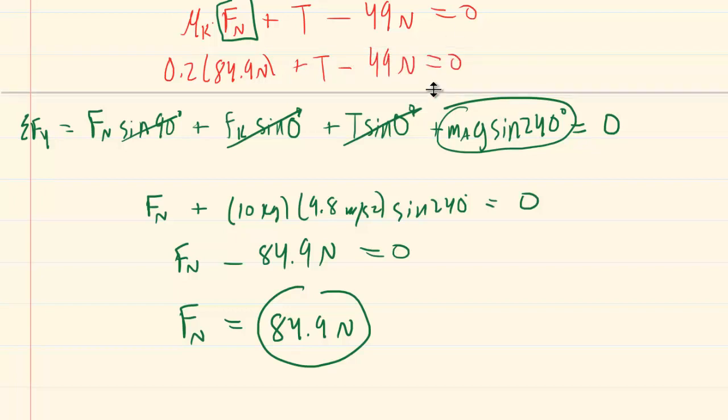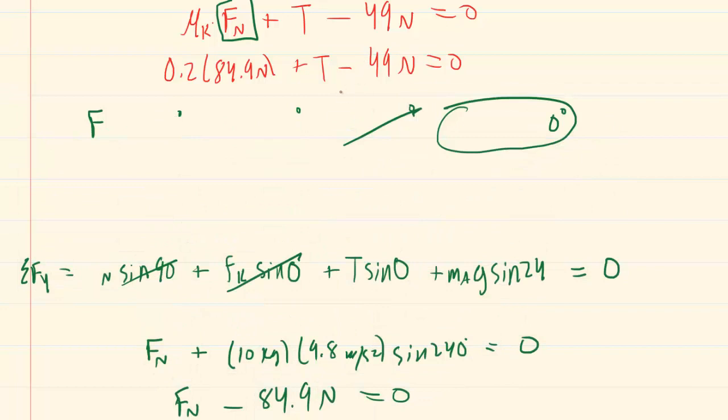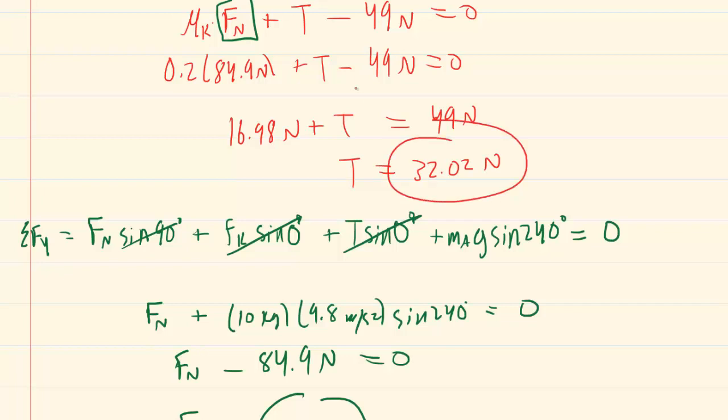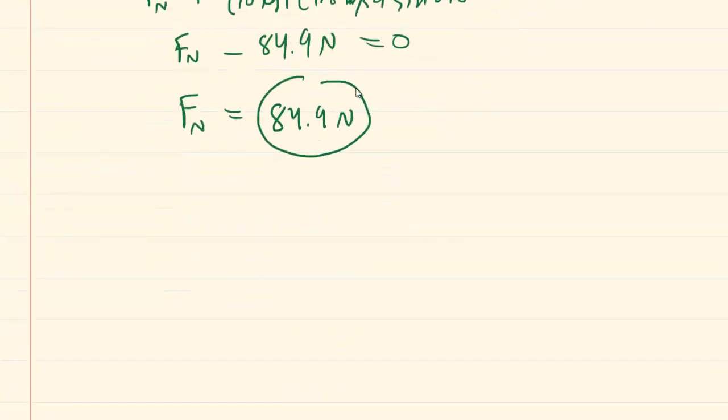So now we just have to do a little bit of algebra here to solve for tension. Why don't we add the 49 newtons over to the other side and also multiply this out? So 0.2 times 84.9 is about 16.98 newtons plus tension equals the 49 newtons, and then subtract the 16.98, and you will get a tension force of 32.02 newtons. This is not the answer to the question, of course, but this is a result that we're going to be using. Let's take a look at the free body diagram for block B.